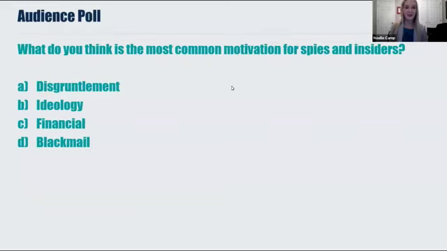All right, so it looks like there's a wide variety of responses here, but most people think that financial motivations are the most common for spies and insiders. In our data set, that is reflected. We did see that financial motivation was the most common for both spies and insiders within our data set.